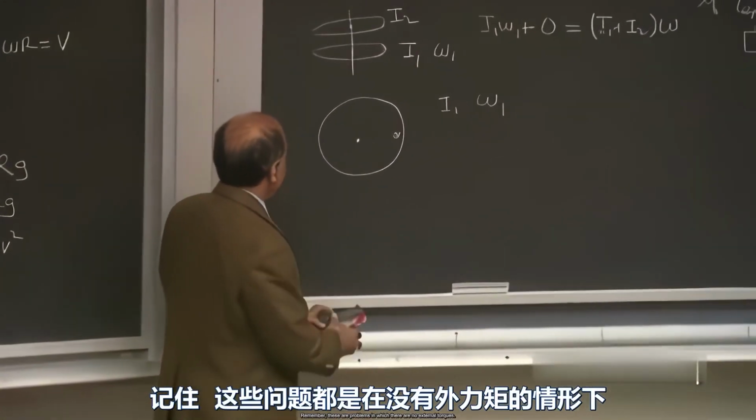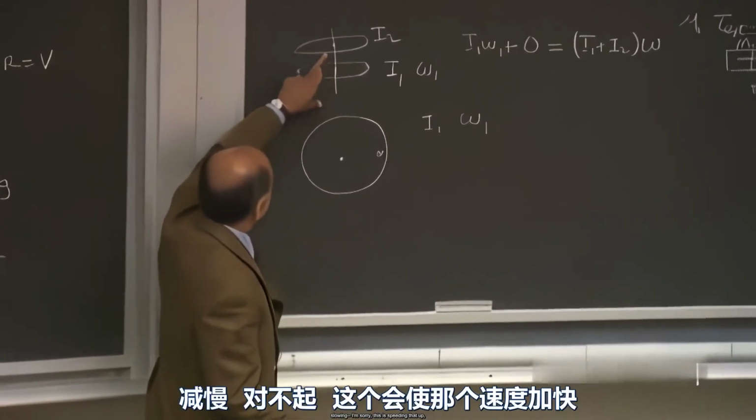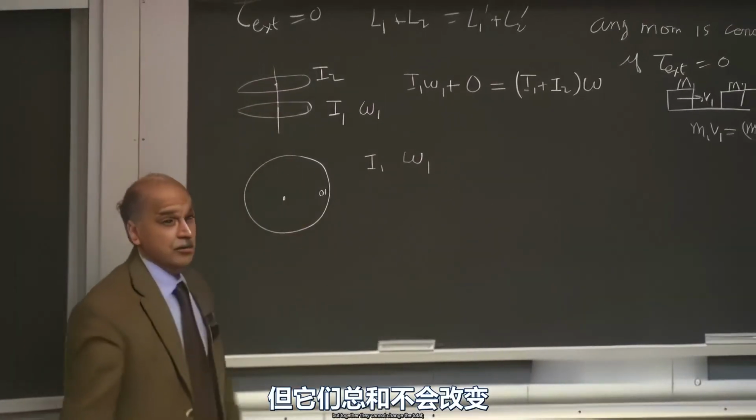Remember, these are problems in which there are no external torques. This disk is speeding up that disk, this is speeding that up and that is slowing this, but together they cannot change the total. That's the whole point.